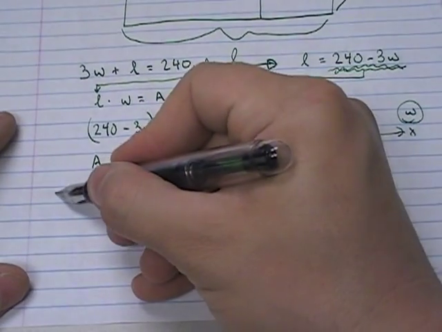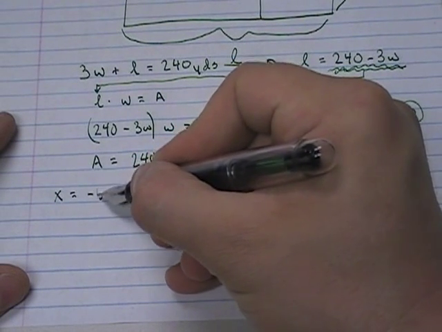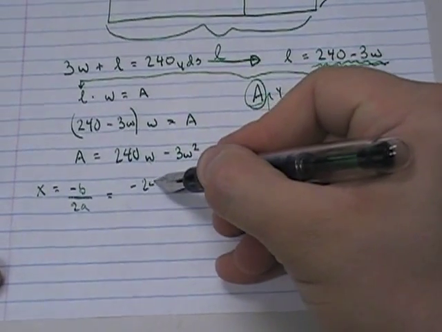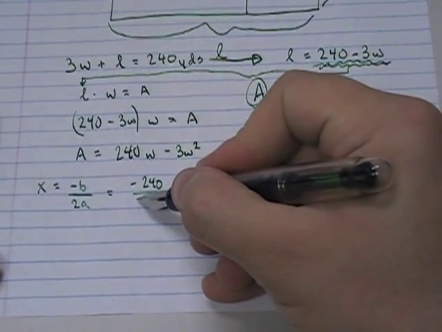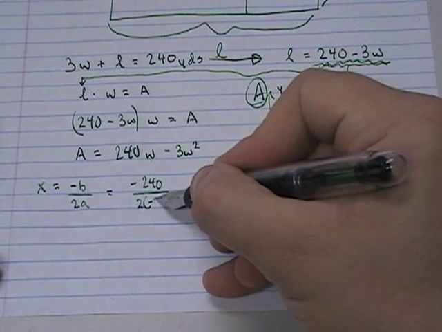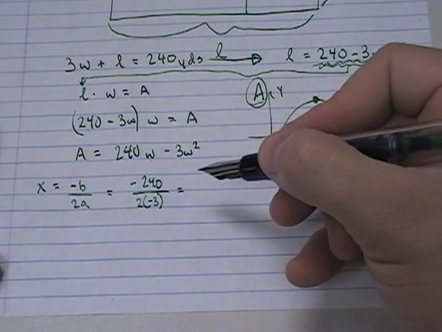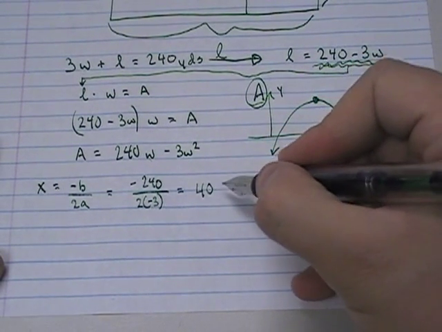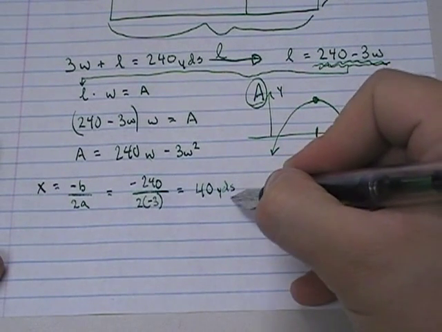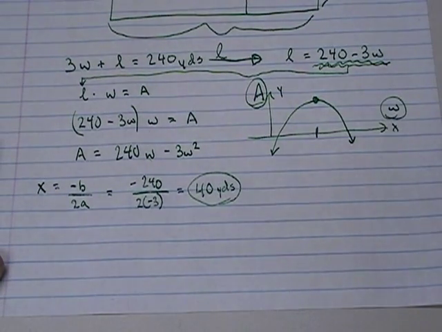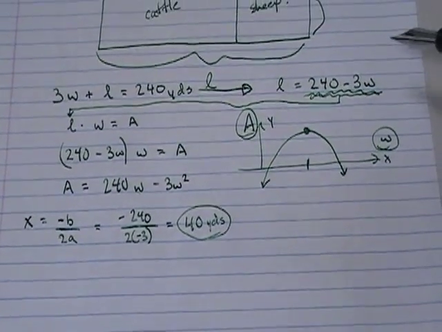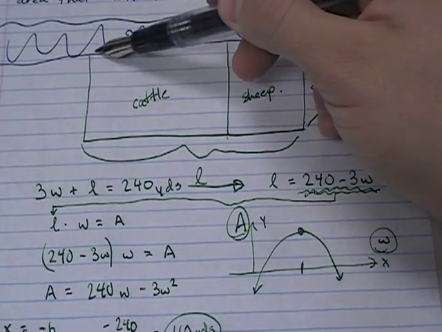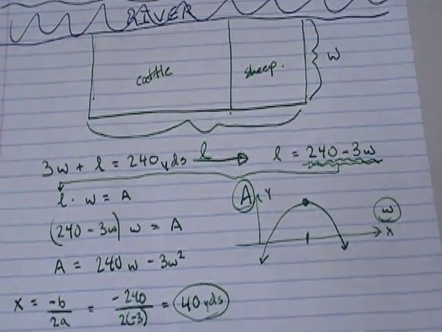And it's real simple. The x value for the maximum is always going to occur at negative b over 2a, which in our case is negative 240 over 2 times negative 3, which is negative 6. So negative 240 divided by negative 6 will give me 40. And in this case, it'll be 40 yards. Remember, what is x? X is the width of the pen. So that means this length and this length all have to be 40 yards.